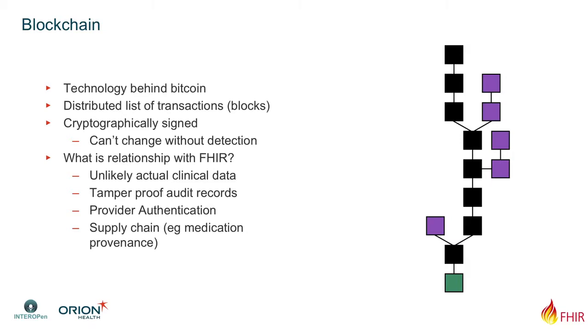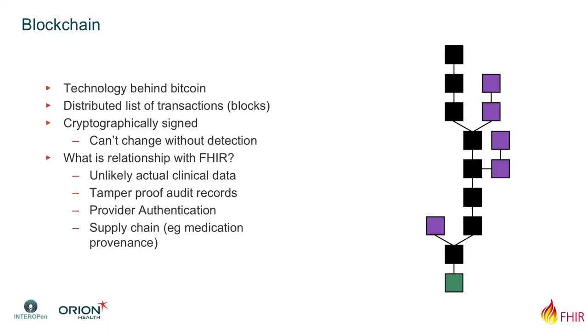So what is blockchain? Who knows what blockchain already is? Good-o, excellent. All right, well, in that case, I won't spend too much time on this. It's the technology behind Bitcoin, which is a virtual currency. It's effectively a distributed list of transactions which can be cryptographically signed. In English, what that means is that if you try and change it, you'll know about it. You can't change it without detection.